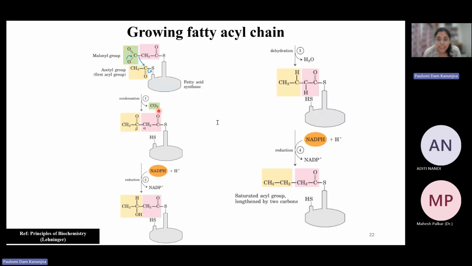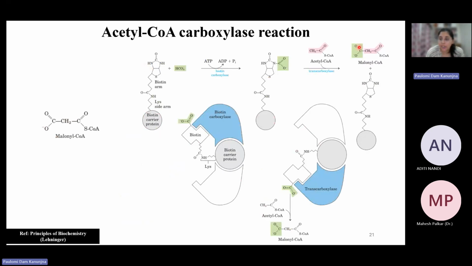Okay, so this slide shows the steps which are involved in the addition to the growing fatty acid chain, which will incorporate the addition of two carbons. Okay, so we'll see how. Let's look first here. You have malonyl coenzyme A, which is the very first thing that got incorporated, and you have the acetyl coenzyme A. If I go back to malonyl coenzyme A, this is the structure. Remember the color codes here.